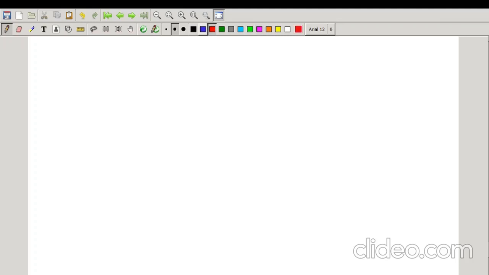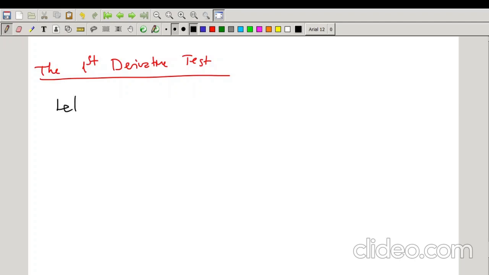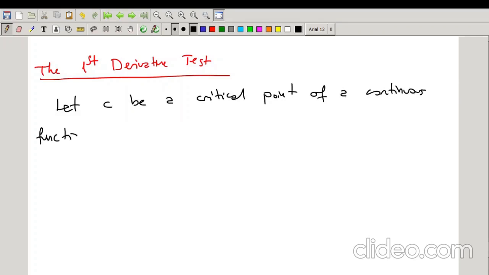Okay, we have another theorem now, the first derivative test. This theorem will help us to decide if we have local maximum and local minimum. In the statement you will see what I mean. Let c be a critical point of a continuous function f. So we have now two cases.